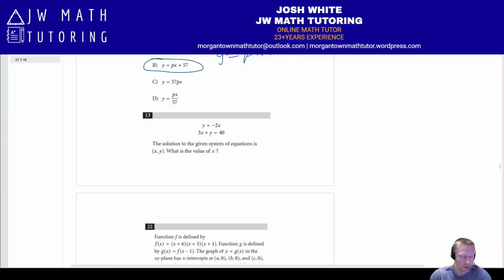This one is set up such that you can do substitution right away, meaning you can plug this in for y. And then 3x plus negative 2x, well, that's just 1x, and we get 40. So the correct answer for this is 40.